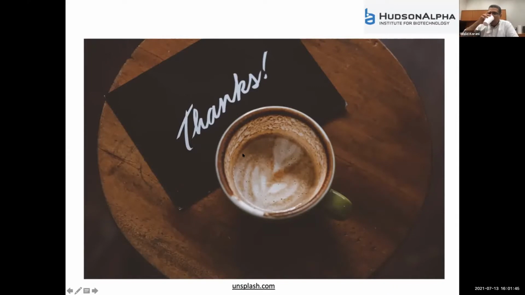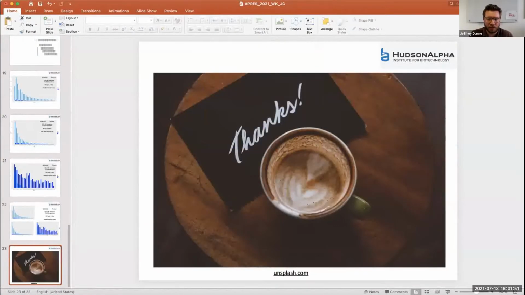And we'll move on to our next talk. This is from Juliet Chu, and the title is Genetic Recombination in a New MAGIC Population of Peanut.